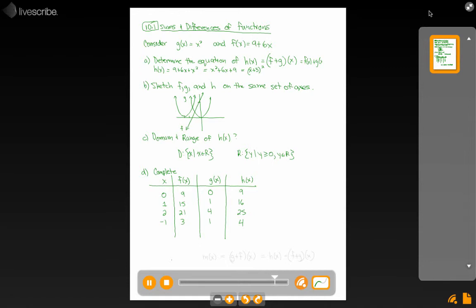Notice that it wouldn't have mattered if I would have made up a new function called m of x and said it's g plus f, because g plus f is equal to f plus g, so it wouldn't have made any difference to this question whatsoever. That's different than when we start to do the difference functions, where we're saying f minus g or g minus f, where they would normally be two different pictures, two different functions.